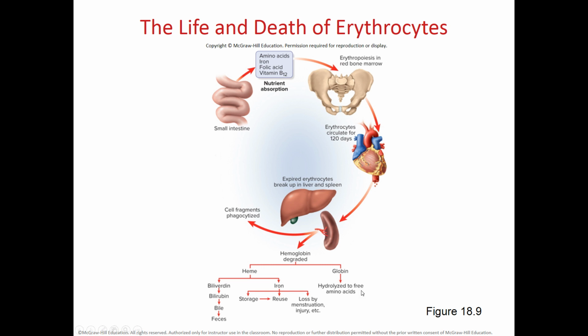So again, the globin molecules will be separated from the heme molecules. The globin molecules, since they are proteins, will be made into amino acids, and these amino acids will enter into the pool of amino acids that we have within the blood, and they will form new proteins.